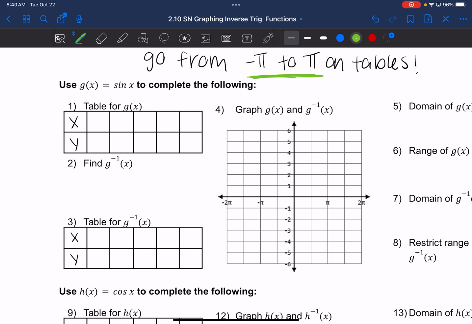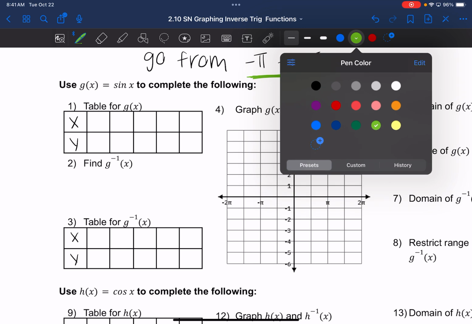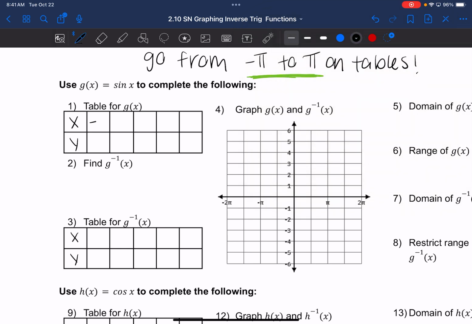Now remember, you're not expected to have memorized from negative pi up to 0, but you've got from 0 to pi, and then it's just repetitive, right? So you can fill in the second half of your table and then go back. So like in this table, you'd put negative pi, pi halves, 0, pi halves, and pi. All right, so this first one is for sine, right?